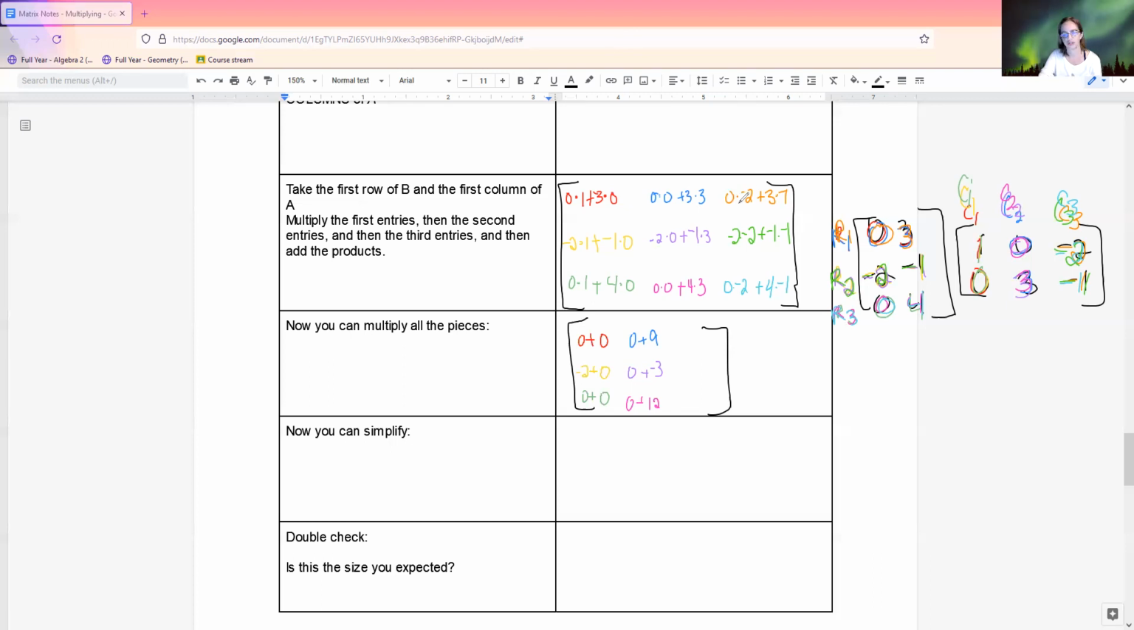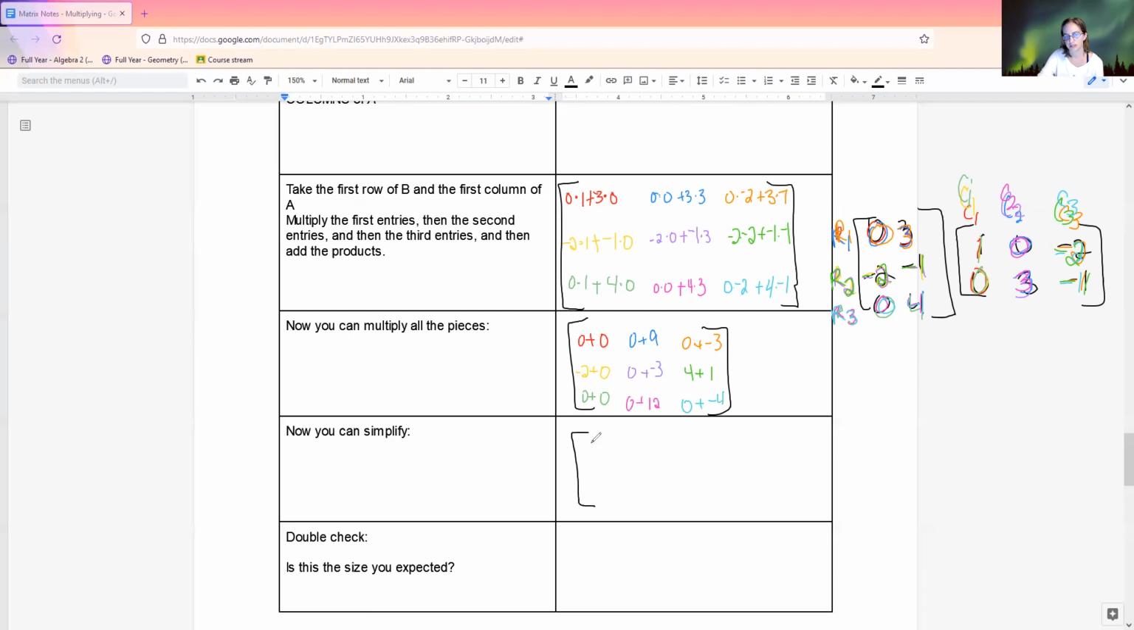0 times -2 is 0, plus 3 times -1 is -3. -2 times -2 is 4, plus -1 times -1 is 1. 0 times -2 is 0, plus 4 times -1 is -4. Now we're going to do the final math.